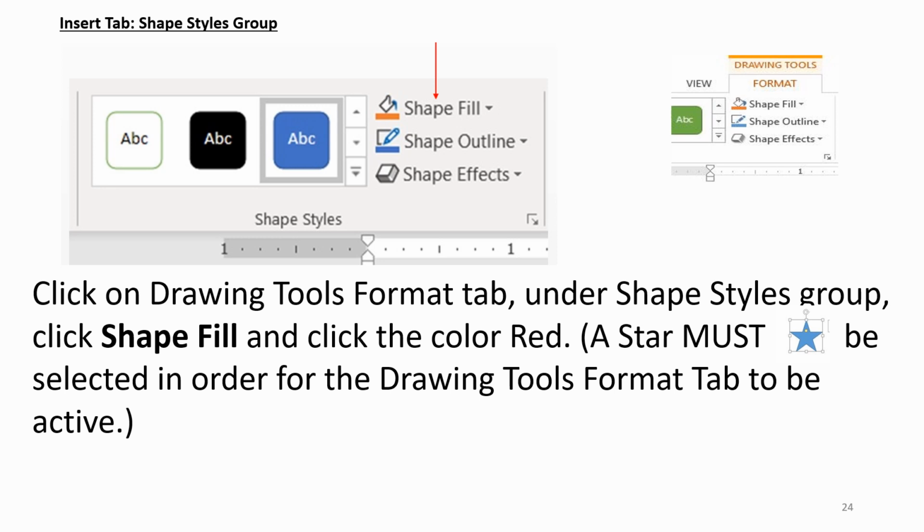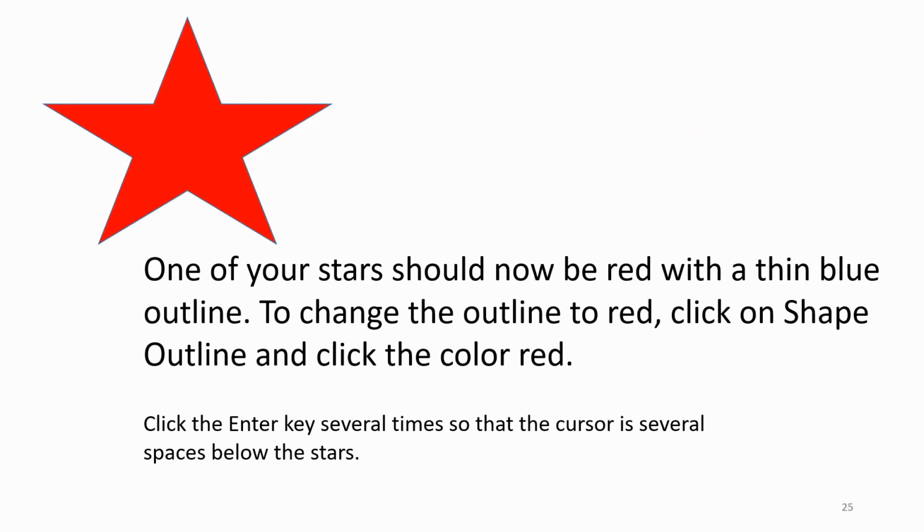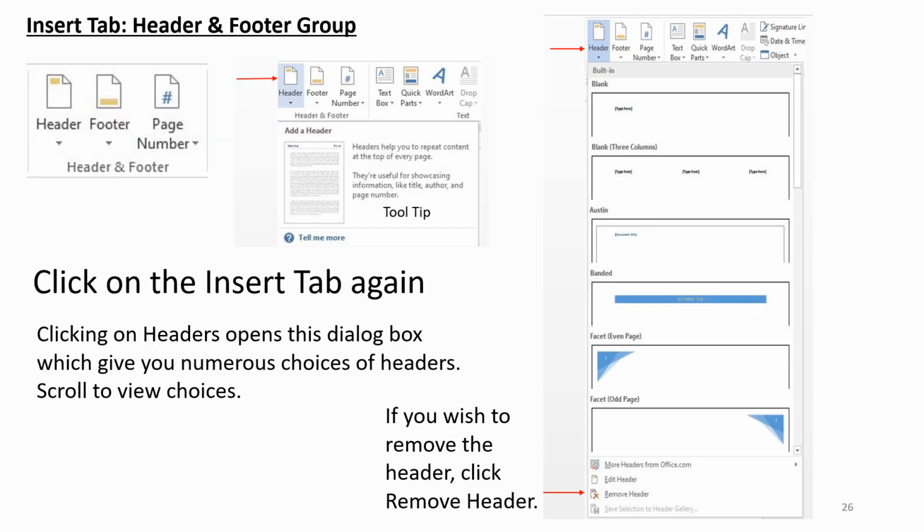Insert tab, Shape Style group. Click on the Drawing Tools Format tab. Under Shape Style group, click Shape Fill and click the color red. A star must be selected in order for the Drawing Tools Format tab to be active. One of your stars should now be red with a thin blue outline. To change the outline to red, click on Shapes Outline and click the color red. Click the Enter key several times so that the cursor is several spaces below the star.